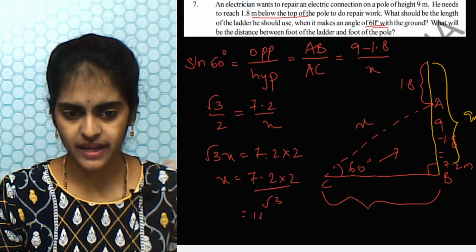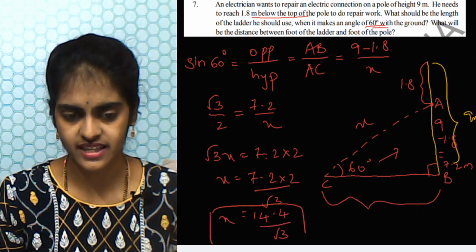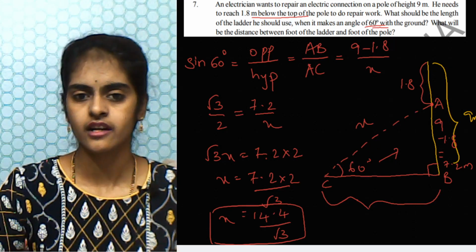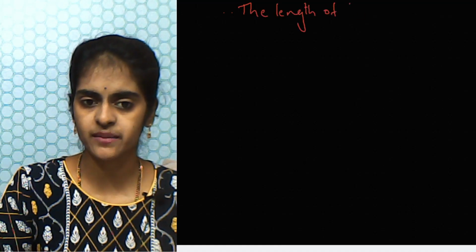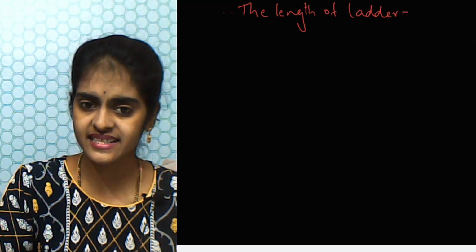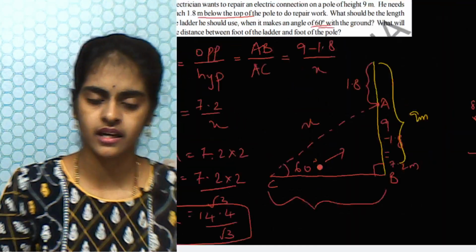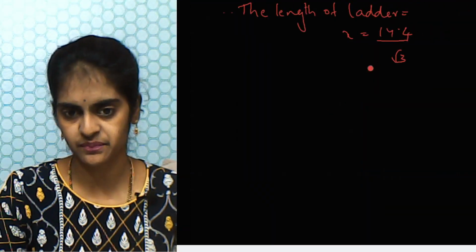So multiplying, you get it as 14.4 by root 3. So this is the value of x. Now what is x? x is nothing but the length of the ladder. Okay, so let me write here. Therefore, the length of the ladder, x, is nothing but 14.4 divided by root 3.